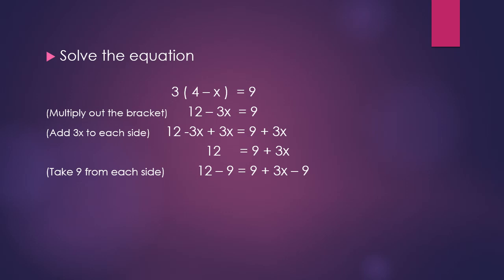side. Then from the right hand side, positive 9 and negative 9 will cancel. 3x will remain. In the left hand side, 12 subtract 9 makes positive 3. Then to get the value for x, we should divide each side by 3. Then you are getting the answer as x equals 1. I hope it's very clear for you all.